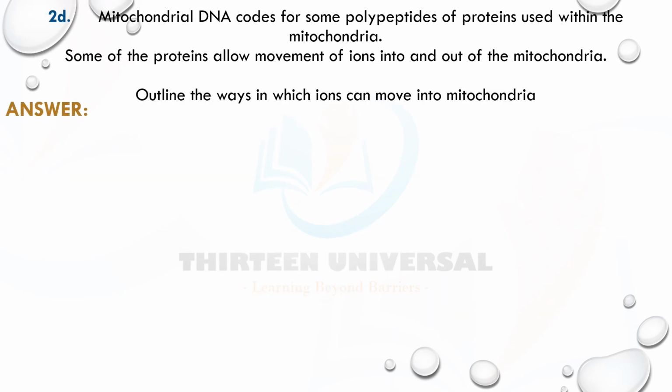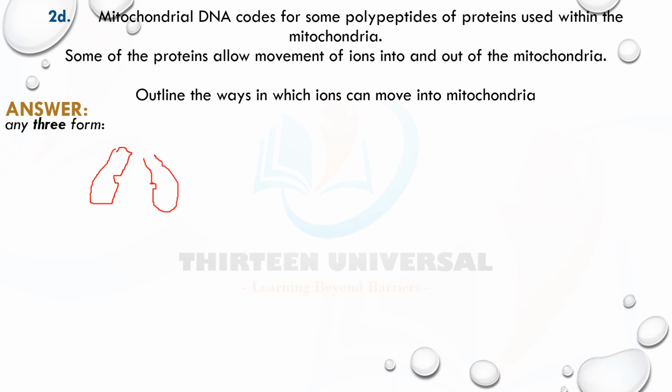Mitochondrial DNA codes for some polypeptides or proteins used within the mitochondria. Some of the proteins allow movement of ions into and out of the mitochondria. Outline the ways in which ions can move into the mitochondria. Ions can move by active transport. Active transport is against the concentration gradient, from low to high. It passes through a carrier protein. The carrier protein has a binding site for specific ions. Don't forget that.